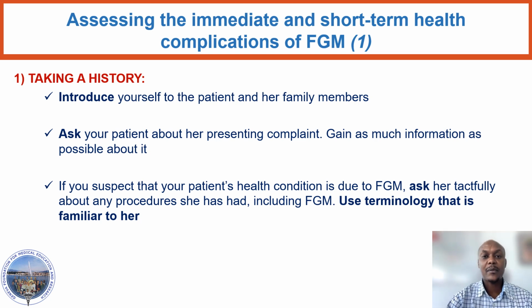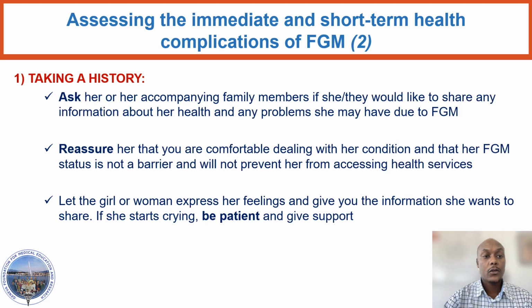You ask them about their presenting complaint, gaining as much information as possible, and if you suspect that the patient's health condition is due to FGM, you ask her tactfully about any procedures she may have had, including FGM, and use terminology that is familiar to her. You will also ask her or her accompanying family members if she or they would like to share any information about her health condition and any problems that she may have had related to FGM.